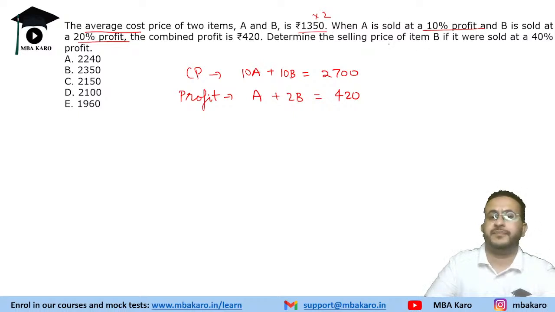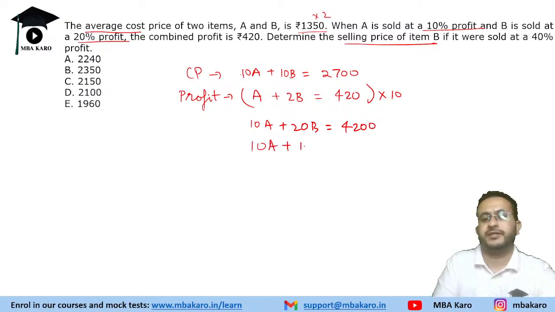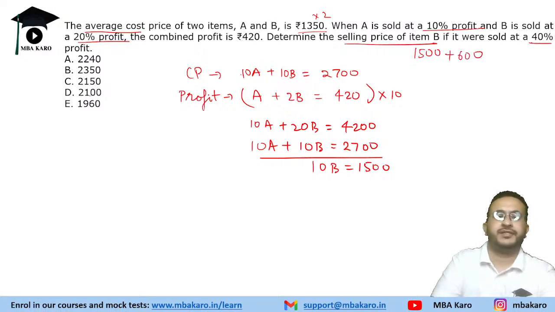Now what we need to find? We need to find the selling price of B. So basically we need to find the cost price as well. So what we will do? We will eliminate A. So multiply this equation by 10. So we will get 10A plus 20B is equal to 4200 and 10A plus 10B as 2700. Easy. 10B will be 1500. So what is the price of B? The price of B is 1500 and it is sold at 40% profit. 40% of 1500 is 600. So the selling price is 2100.